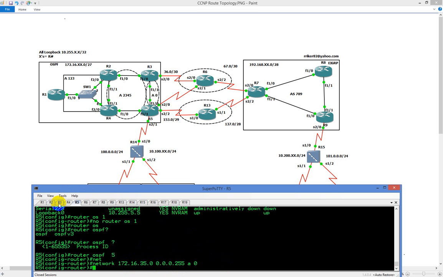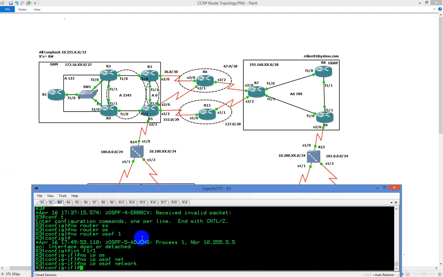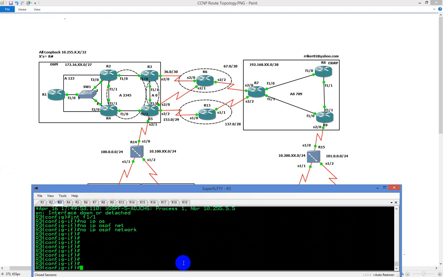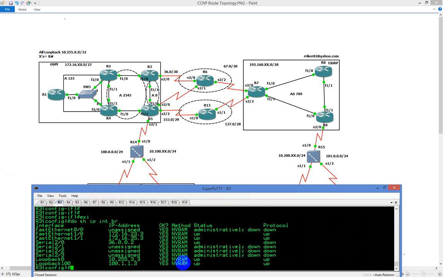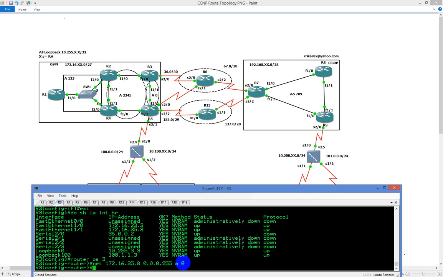Now what I'm going to do is on router 3, and this is just a basic implementation, and you can ignore all these OSPF packets that you see. I was actually playing with some configuration earlier, and that's why I have it set up the way that I do. So now I'm going to type in do show ip interface brief, and I have the connection going to router 5. So I'm going to type in router OSPF 3 network of 172.16.35.0 0.0.0.255 area 0.